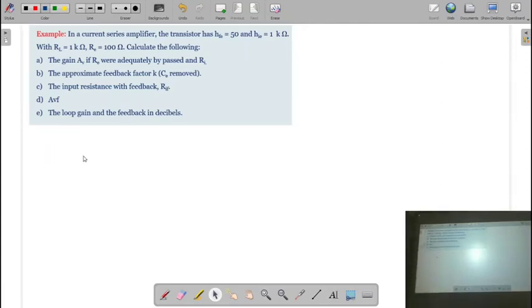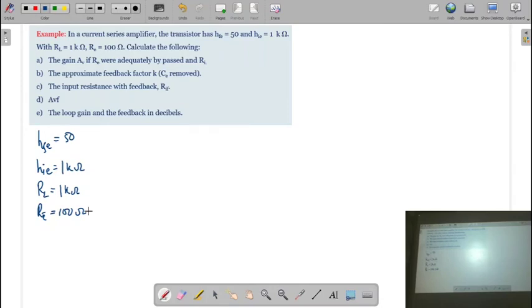You can read this example. In a current series amplifier, whatever circuit we have discussed, the transistor has HFE equal to 50, HIE equal to 1 kilo ohm. Whenever a problem is given, first of all we have to write down the data that is given to you. So here HFE is equal to 50, HIE is 1 kilo ohm, RL is 1 kilo ohm, and RE is 100 ohm. Calculate the following.